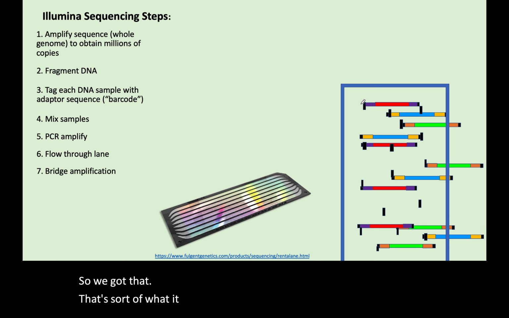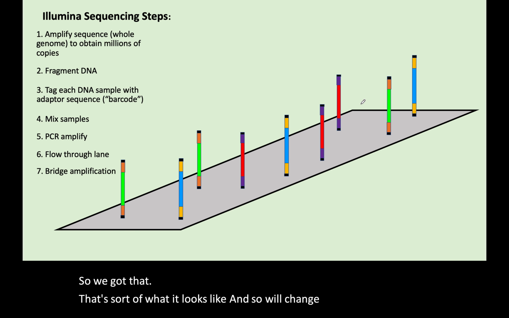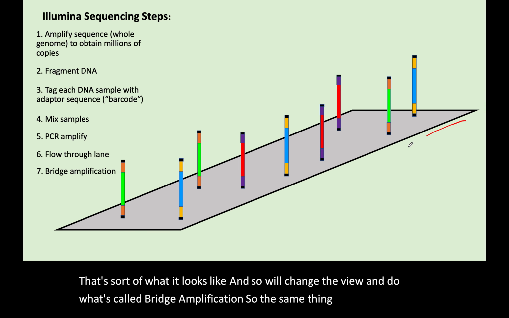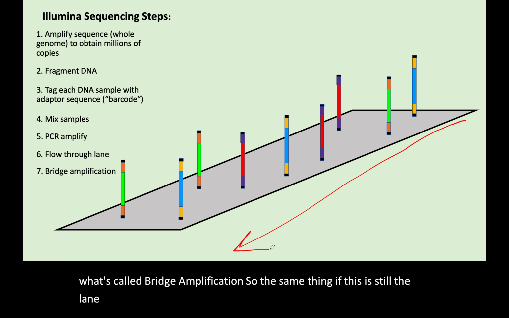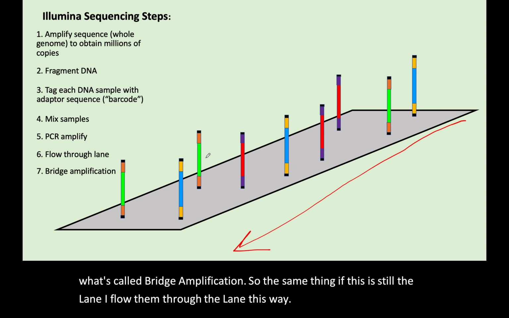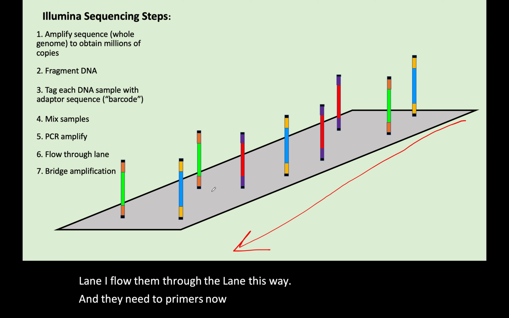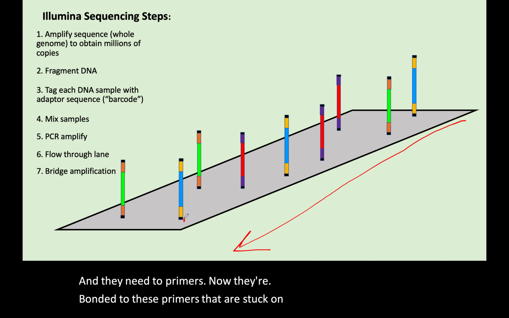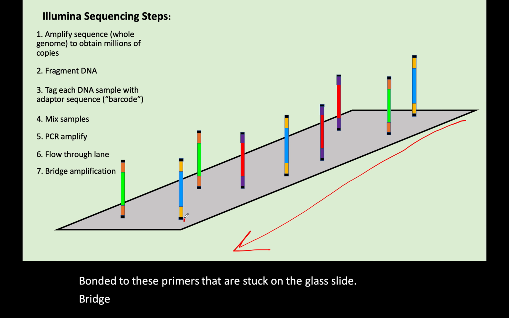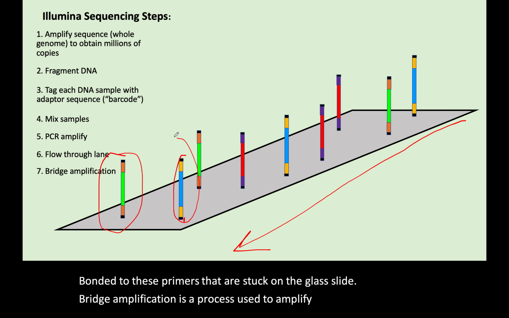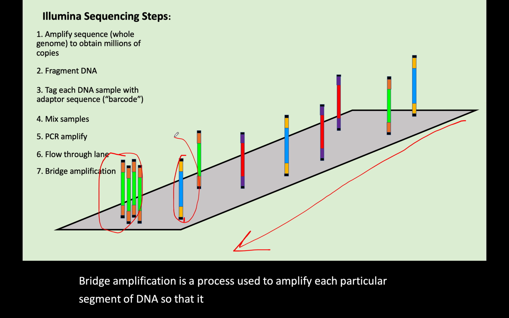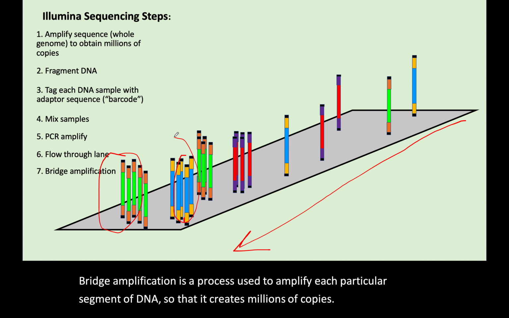And so we'll change the view and do what's called bridge amplification. So this is the same thing. This is still the lane. I flowed them through the lane this way, and they anneal to the primers. Now they are bonded to these primers that are stuck on the glass slide. Bridge amplification is a process used to amplify each particular segment of DNA so that it creates millions of copies at that particular site.